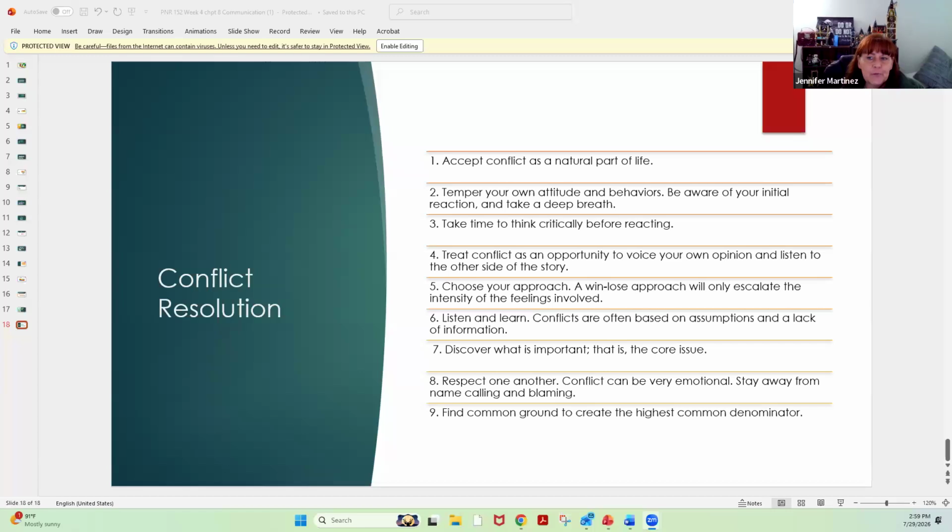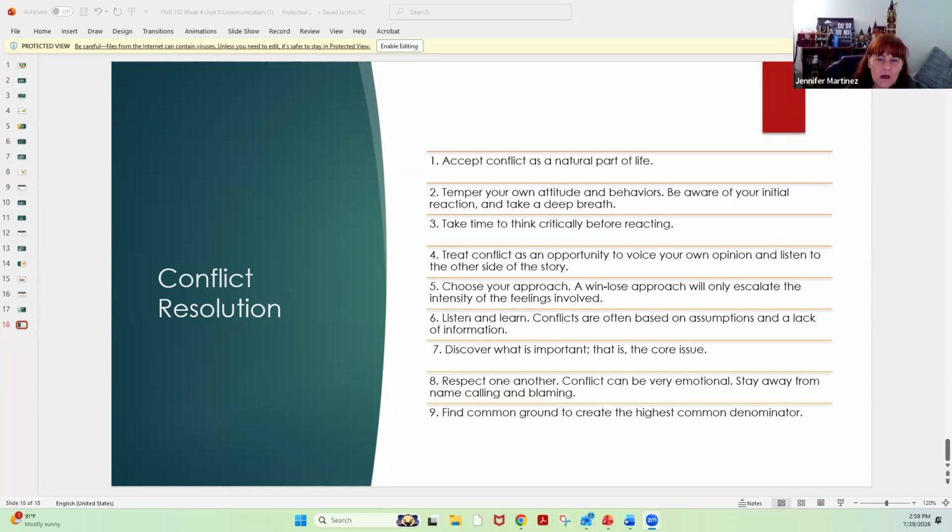And so one of the biggest things we need to do, when somebody doesn't agree with us, or maybe there's just whatever the conflict is, is temper your attitude and your behaviors. Be aware of your initial reaction and take a deep breath. We all know I am originally from Brooklyn, New York. This is something I've had to practice over my many years on this planet. Just because New Yorkers, we tend to be a little bit more hot-headed than some people on this planet.